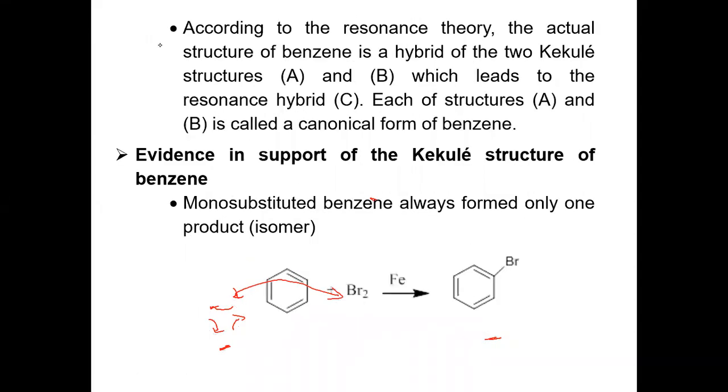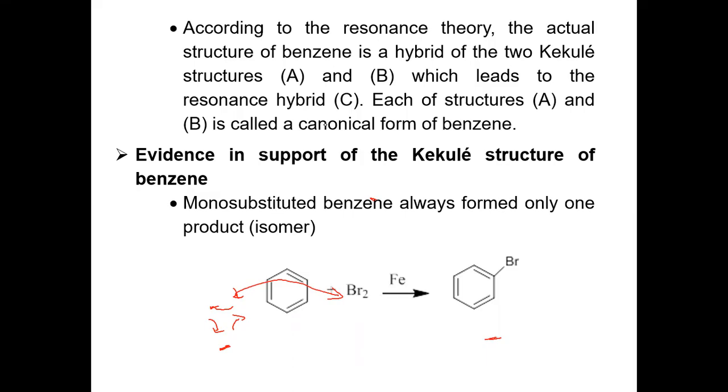So we are saying that according to the resonance theory, the actual structure of benzene is a hybrid of the two Hückel structures, which leads to the resonance hybrid, which is the C. Now we are saying that each structure, A and B, is called a canonical form of benzene. Very simple. Now, Hückel didn't just come and say this. There was evidence that proved that what he was saying was true, and there were other things that his theory couldn't explain. We'll talk about all of them.